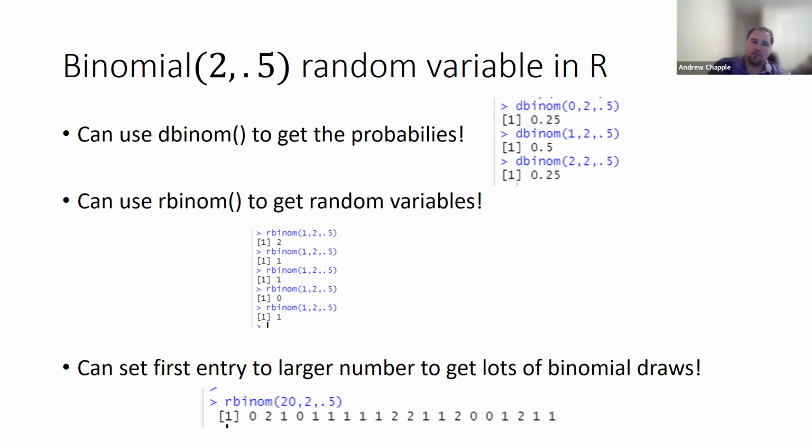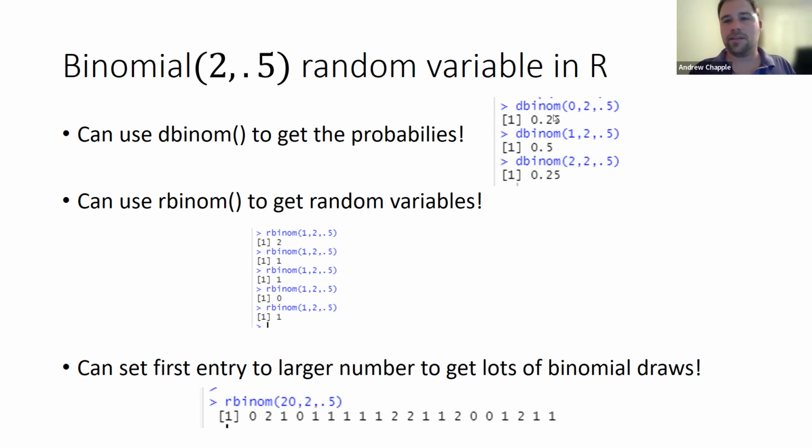So I can run it. Here I have this rbinom function. I can randomly generate one random binomial with size 2 and probability 0.5, and I get 2. So that means 2 heads out of 2 flips. I can get a 1, so that means 1 head out of 2 flips. I can also get another one. This would be another random variable here as well.